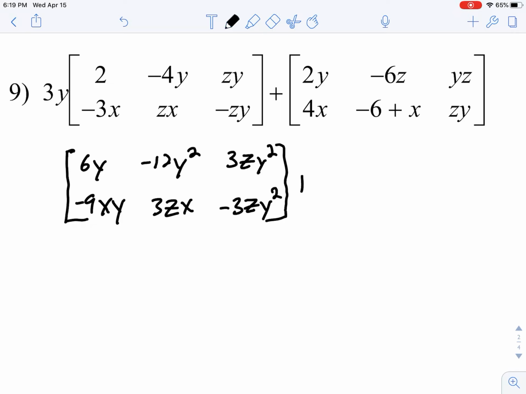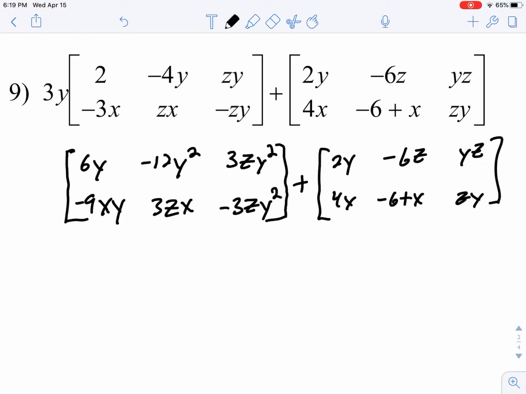Then I'm going to bring this down. Nothing to change here. Okay, that's first of all horrible handwriting, but also I prefer alphabetical order, so I'm going to change all the zy's to yz. So right here, that's zy squared is going to become y squared z, and this is going to become y squared z. Okay, so now we need to add these together.